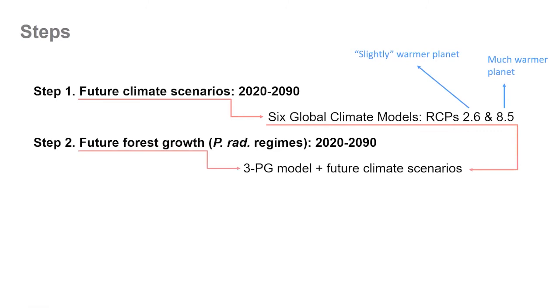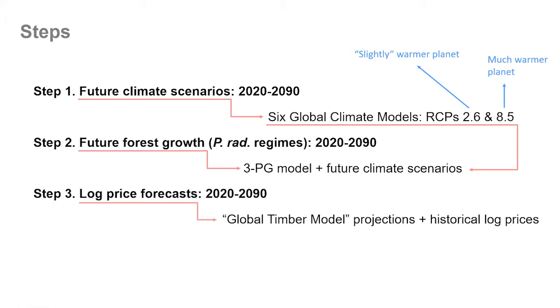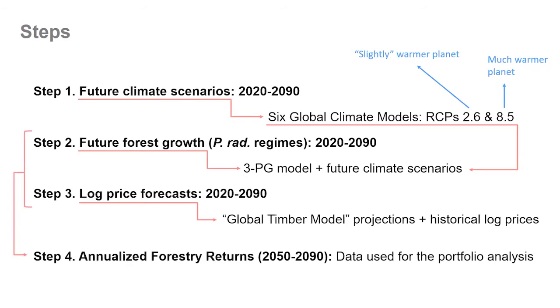Okay, we're going to use the output from these 6 climate models to simulate future forest growth. We're talking about Pinus radiata regimes here, using the forest growth model called 3PG. Okay, we're also going to forecast log prices for 2020 to 2090, and those forecasts are based on projections from this model called Global Timber Model, along with historical log prices from New Zealand. And finally, we combine these pieces of information to compute the annualized forestry returns. And then we use that information to construct our so-called forestry portfolios.